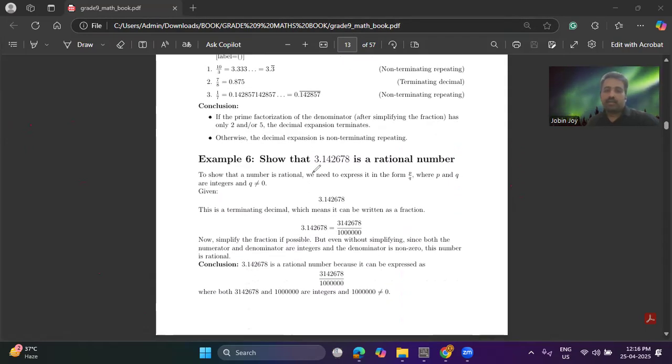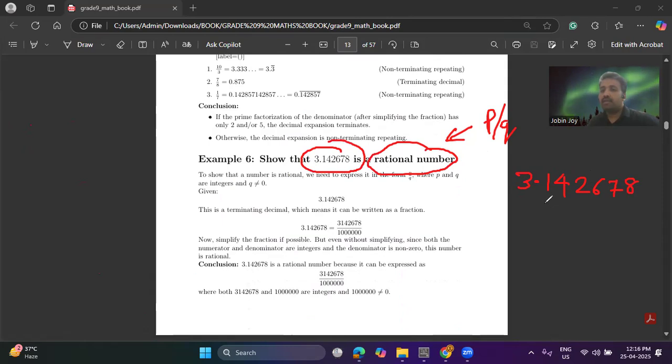Then next, show that 3.142678 is a rational number. You should write this number as a rational number. What is a rational number? Any number in the form of P by Q is called a rational number. How will you write it? First you shift the decimal to the right end.